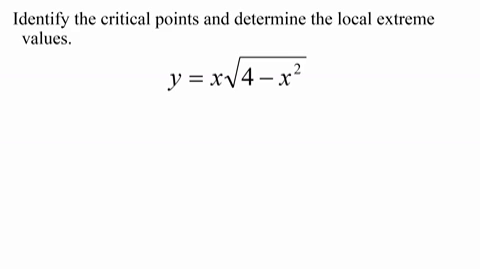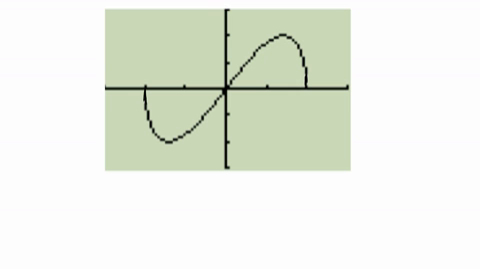Identify the critical points and determine the local extreme values for y equals x times the square root of 4 minus x squared. Let's look at the graph. Here we have the graph of y equals x times the square root of 4 minus x squared. From the graph we can see that we seem to have a local max value here at x equals -2, and that value is 0. Over here it looks like we have a local minimum value of 0 at x equals +2.